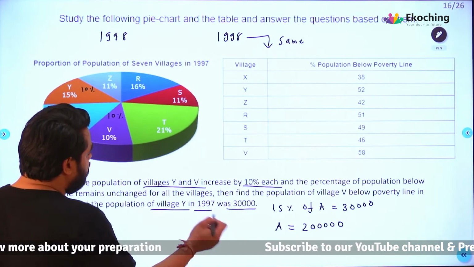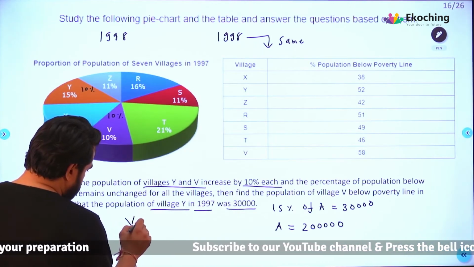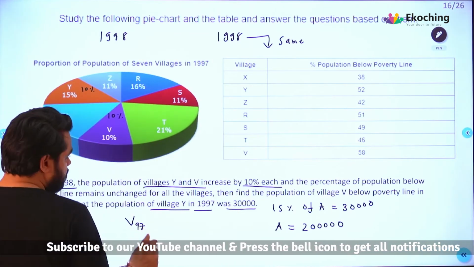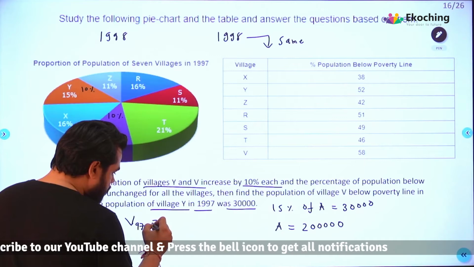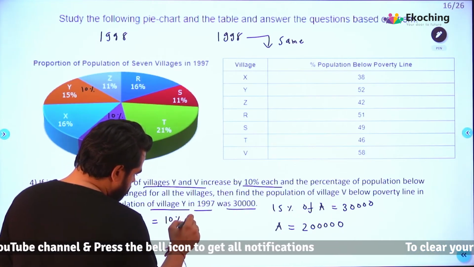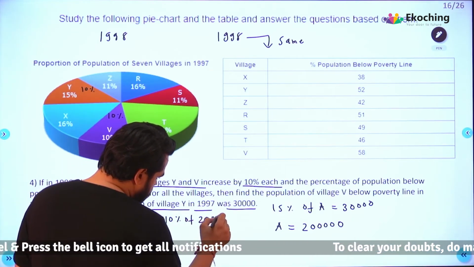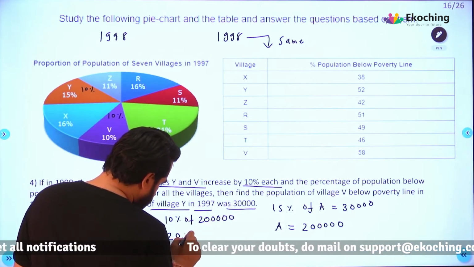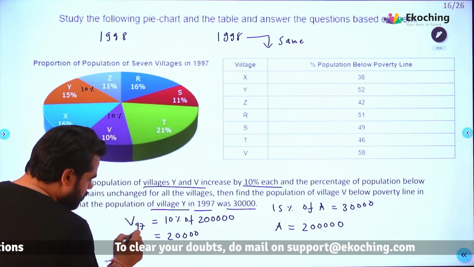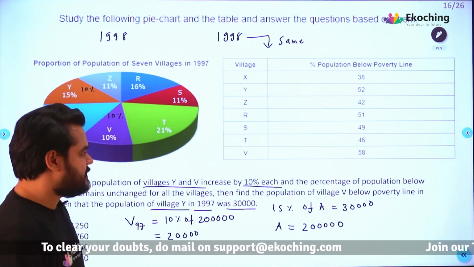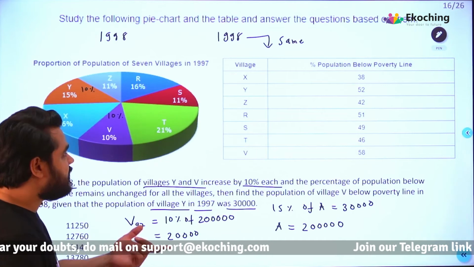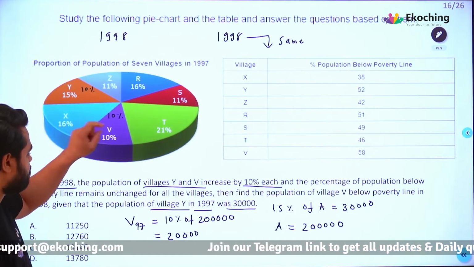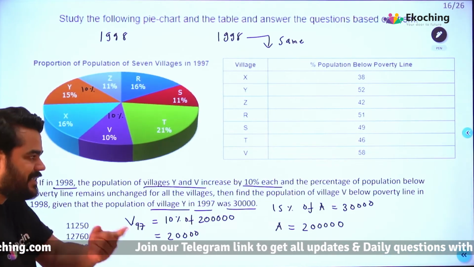चलो पहले तो V का 1997 का population निकालते हैं. V मतलब 10%. 2 lakhs का 10% कितना होगा? 20,000. This is population of village V in 1997. That means village V का 1998 का population निकाल सकते हैं. कैसे? It has increased by 10%. Village V का population has increased by 10%.